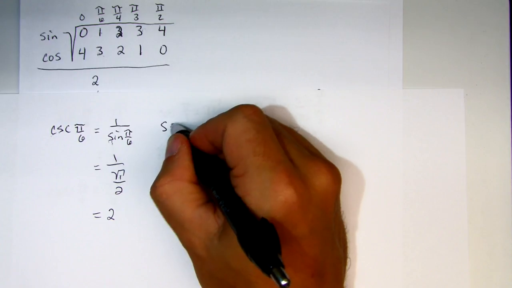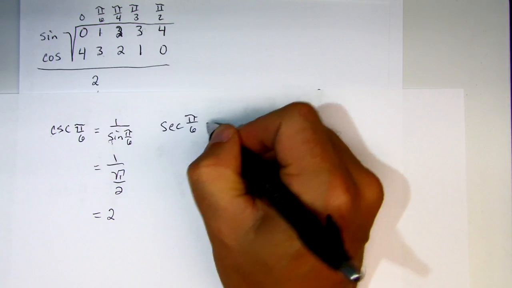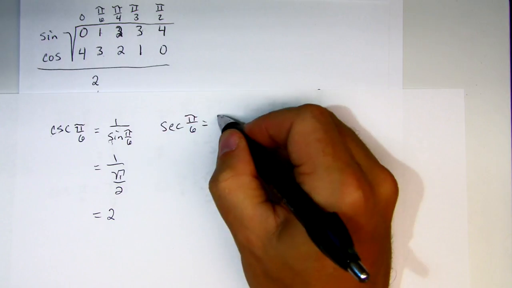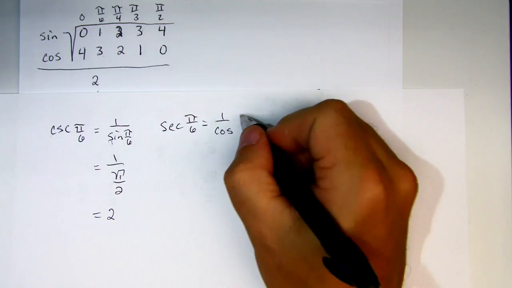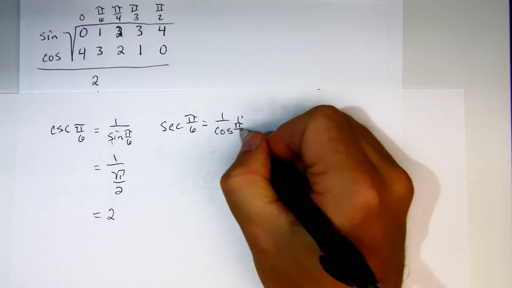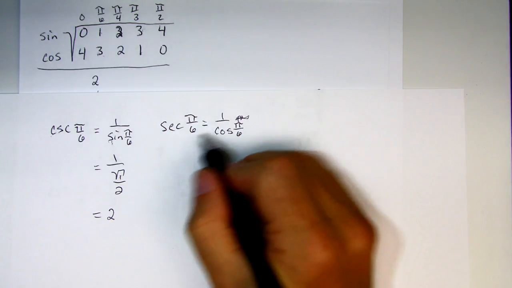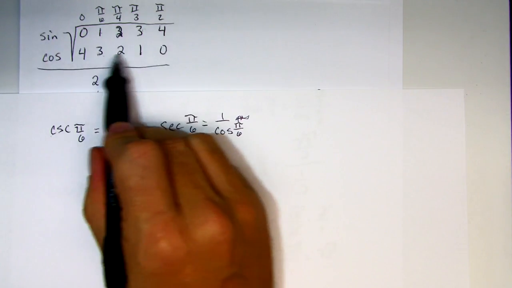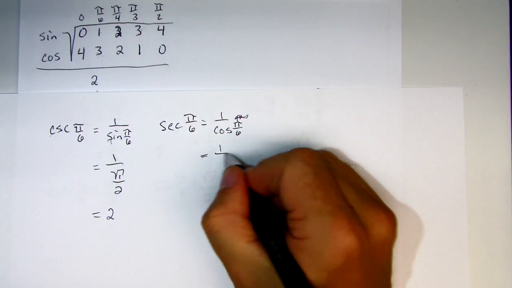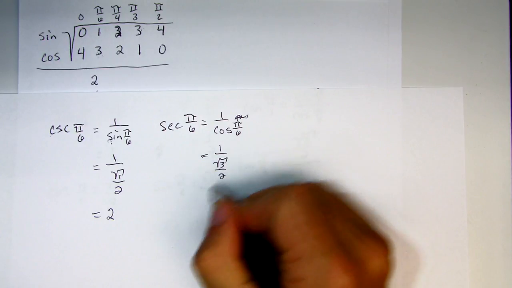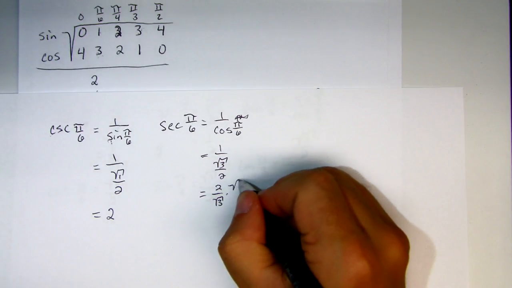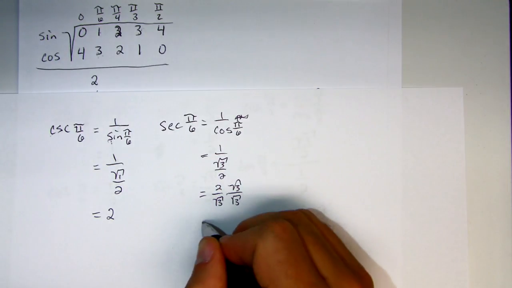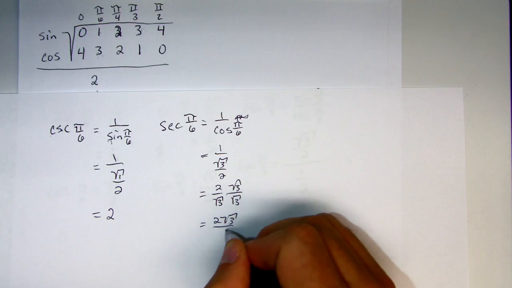Let's try secant of pi over 6. We said secant is just 1 over cosine. Again, notice this one starts with an S, and the answer starts with a C. Okay, and we look up cosine of pi over 6, which is radical 3 over 2. Invert and multiply, I get 2 over radical 3. But I need to rationalize this, so we get 2 radical 3 over 3.